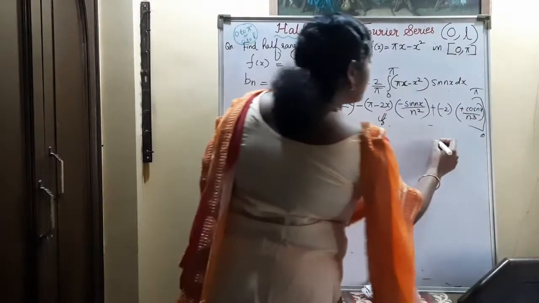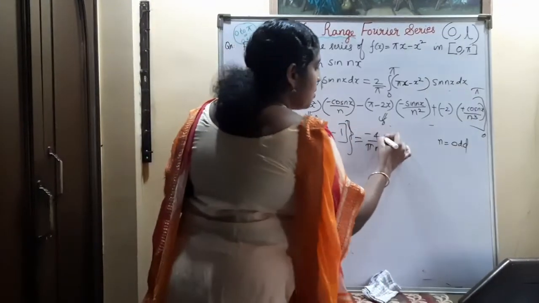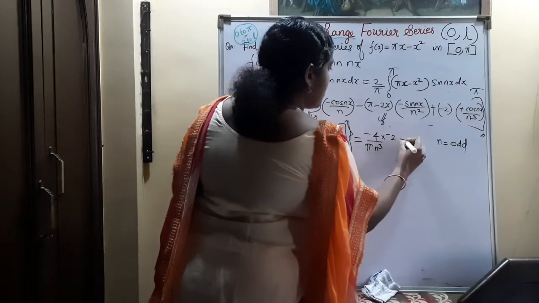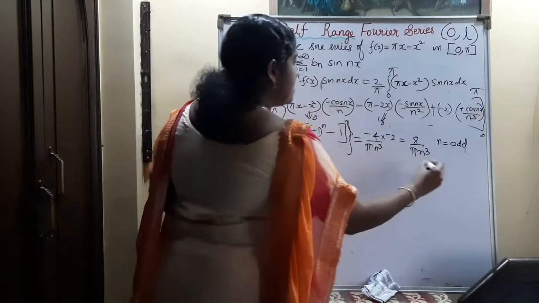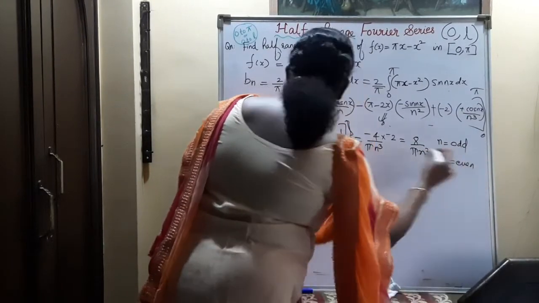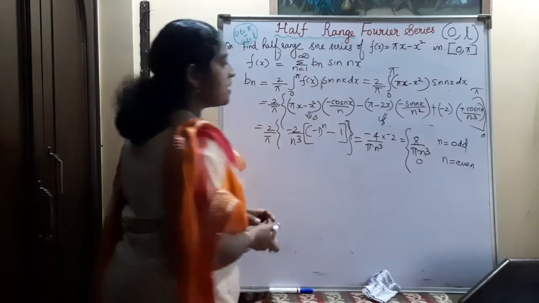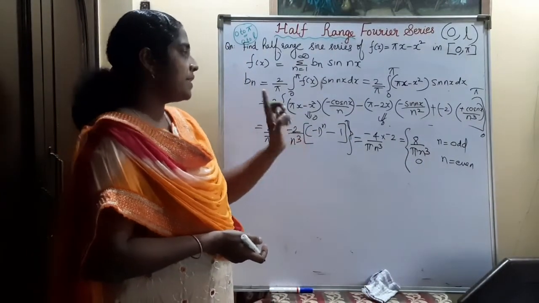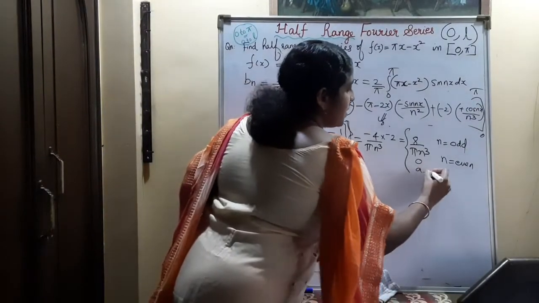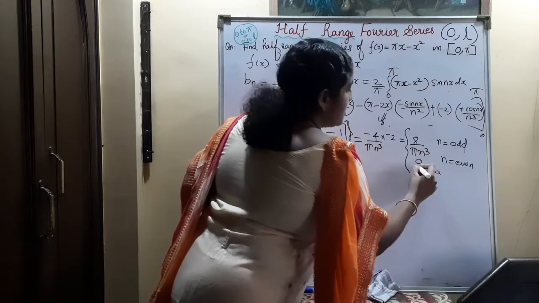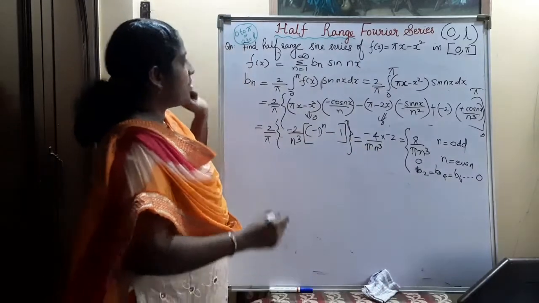If n is odd, then this becomes minus 1 minus 1, that is minus 2, so the result is 8 by pi n cube. And if n is even, this becomes 1 minus 1, that is equal to 0. So the answer is 8 by pi n cube if n is odd, otherwise if n is even, it is 0. That means b2, b4, b6 etc. are equal to 0.